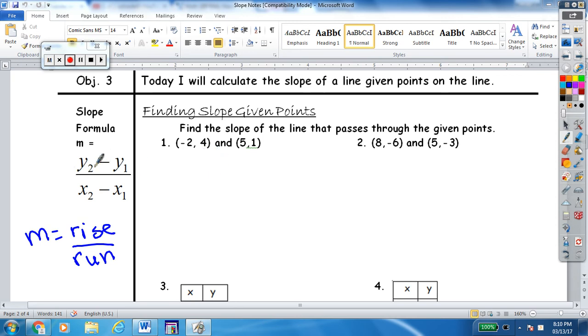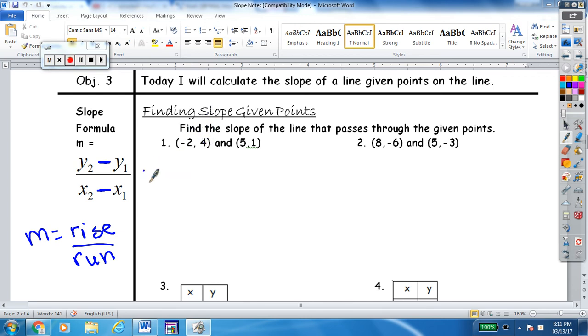Now, I really don't like to follow the formula because it could get confusing with y2s and y1s and x2s and x1s. Instead, I simply remember that it's always a subtraction problem. On the top, it's going to be a subtraction problem of y's, and on the bottom, it's going to be a subtraction problem of x's. And it doesn't really matter where you start as long as you are consistent. So I like to start on the point on the left.